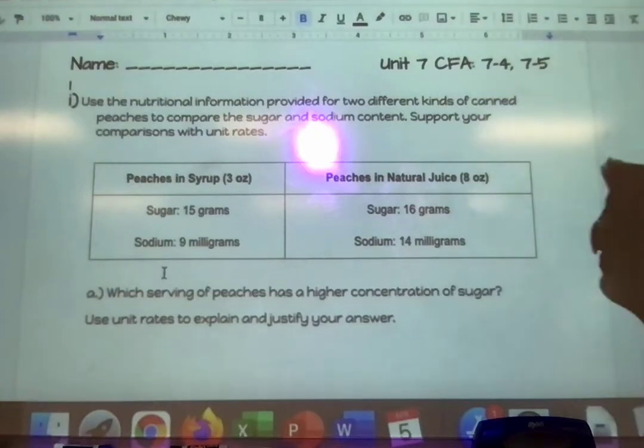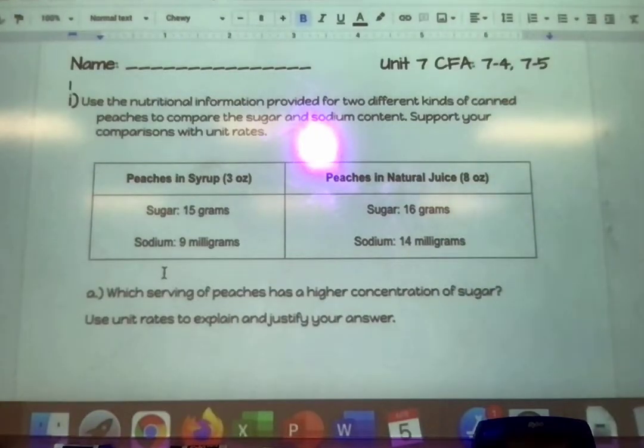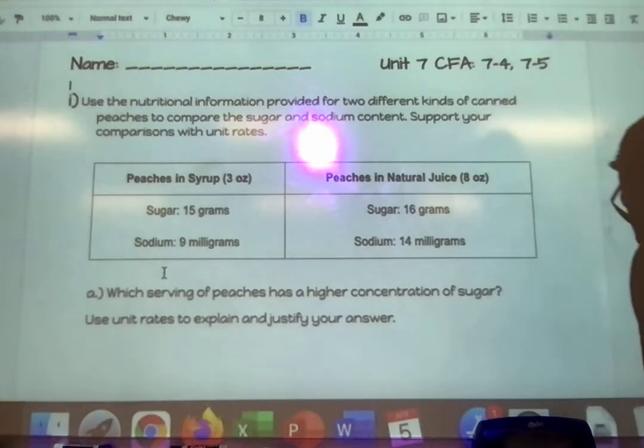All right, guys, we're going to run through the 7.4 and 7.5 CFA, going through the answers and doing a little reteaching here. So again, make sure you're writing these down and listen to the reteaching. You'll have a study guide here for your test when the test comes up.